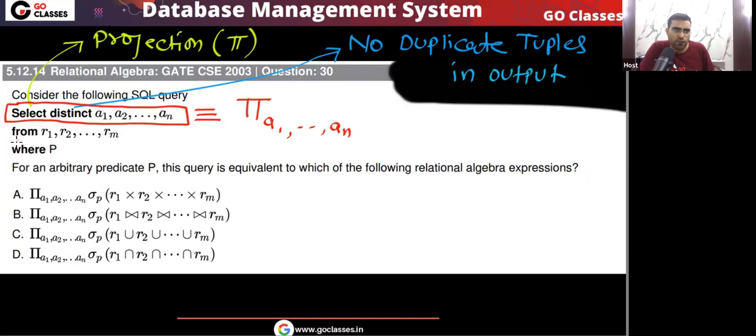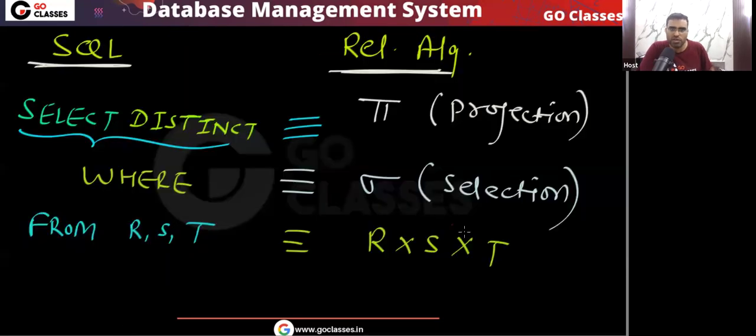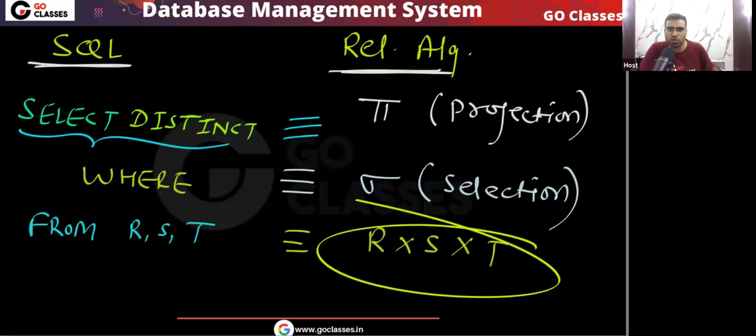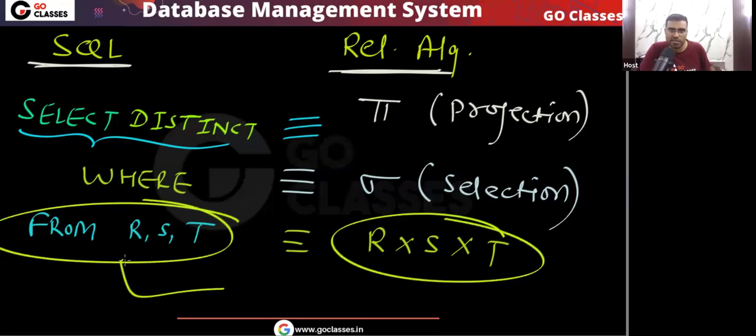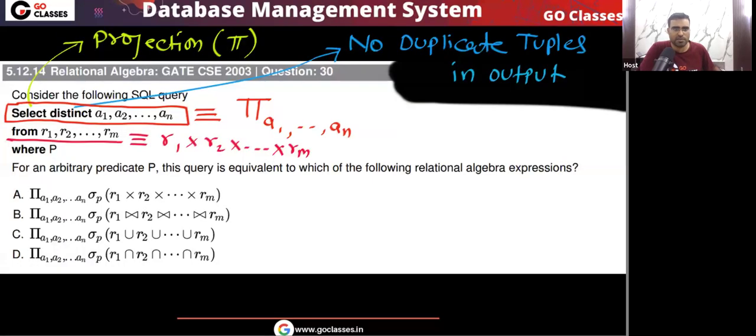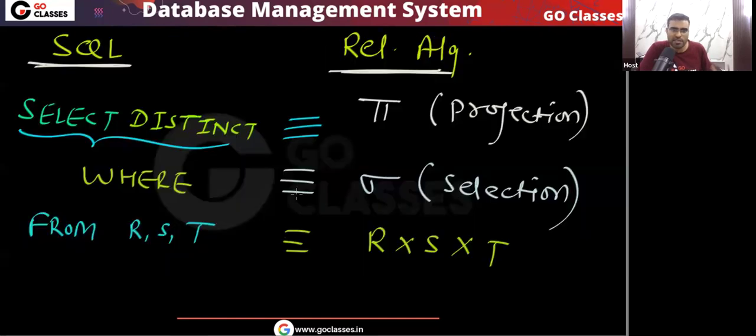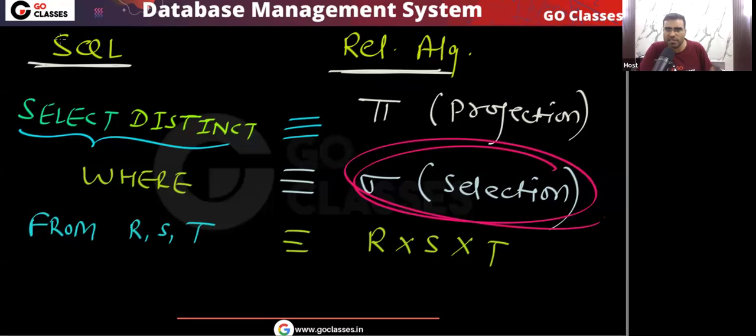Now what about this one? From R1 to RM is similar to cross product. You are doing cross product. If you want to do R cross S cross T, then in SQL you have from R, S, T. That means R cross S cross T. These two things are the same. Now what about this where P? This is your tuple selection condition, similar to sigma p. In relational algebra we have this selection, the tuple selection condition.